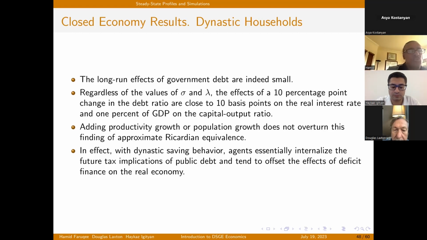In a way, the intuition is that with the dynastic saving behavior of those households, they really are internalizing a lot of those future tax implications, especially if there is productivity growth, because you're going to have a rising labor income profile over time. In that dynastic case with productivity growth, you're going to have a future tax base that's actually growing, in terms of worrying about future tax implications of higher debt today. And so that's the intuition why the model still looks very close to an infinite horizon representative agent model. Next slide, please.